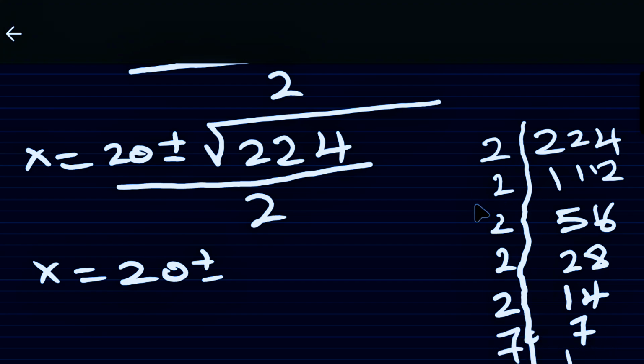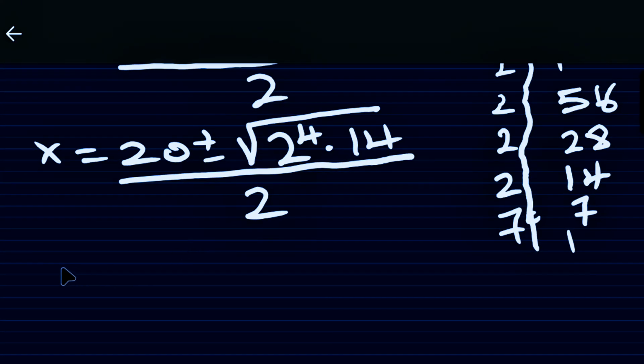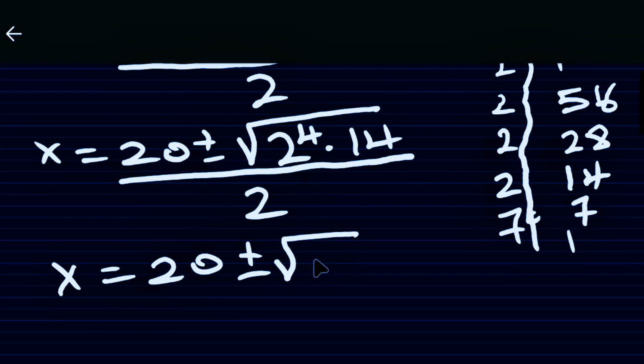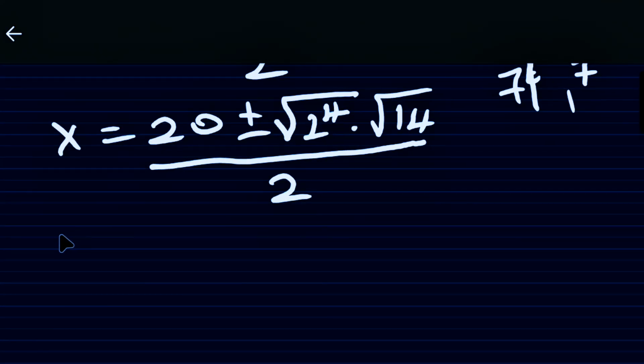Okay, so these are the factors of 224. Now what we are going to do, we are going to take 1 2 3 4. So it's going to be 2 exponent 4 times 2 times 7 equals 14. So this is how we are going to write it down. Everything will be divided by 2. So we'll have x to be equal to 20 plus or minus. We are going to separate these two terms inside this square root. So it's going to be square root of 2 exponent 4 times square root of 14, and we'll divide everything by 2. Okay, so from here x will be equal to 20 plus or minus.